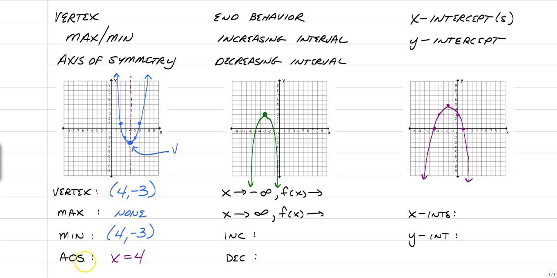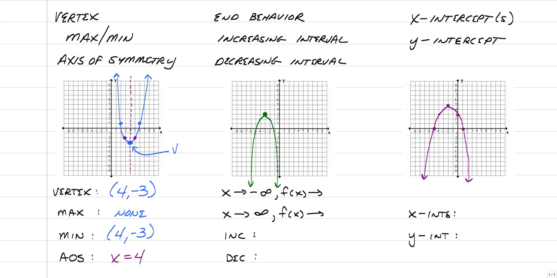Now, how can we use the axis of symmetry? We can use the axis of symmetry to graph points. So, if we were to look at one of our points, which is 5, -2, that's 1 to the right of the axis of symmetry. Well, 1 to the left would be 3, -2. They're always going to be perfectly symmetrical. So 2 to the right, 2 to the left, 3 to the right, 3 to the left. It's all going to work out and be a symmetrical part of the parabola on the left side and the right side of the axis of symmetry.